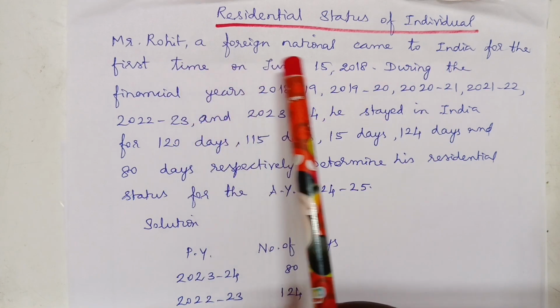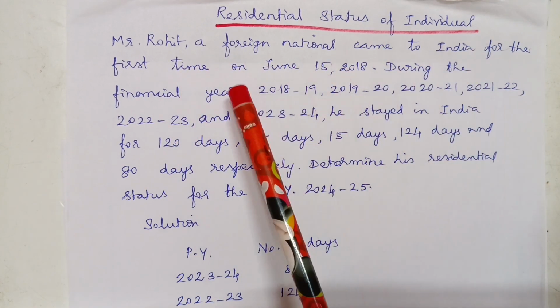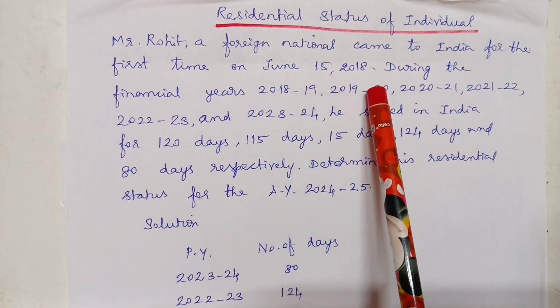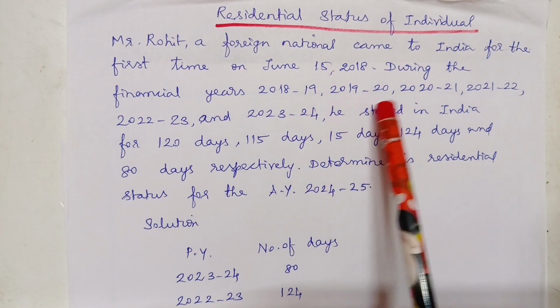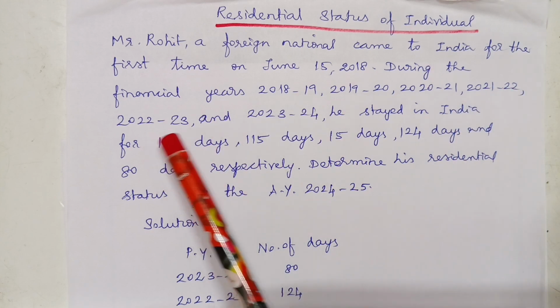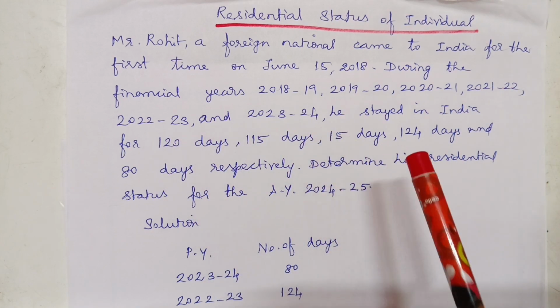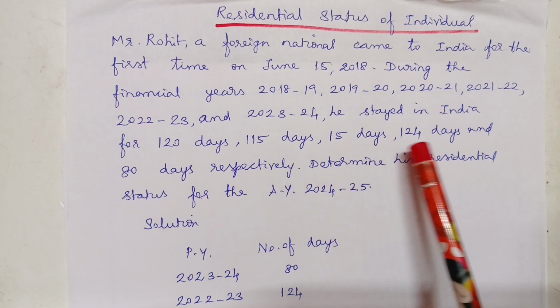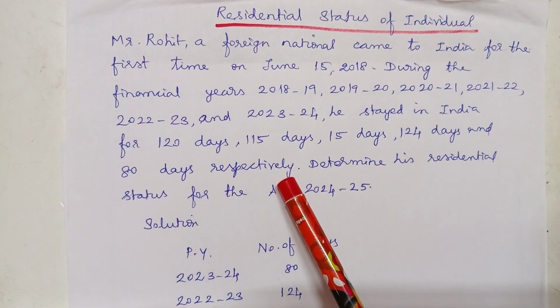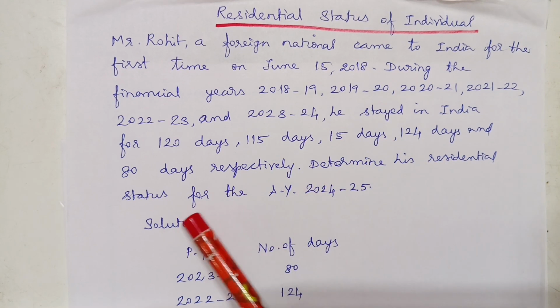Mr. Rohit, a foreign national, came to India for the first time on June 15, 2018. During the financial years 2018-19, 2019-20, 2020-21, 2021-22, 2022-23 and 2023-24, he stayed in India for 120 days, 115 days, 15 days, 124 days and 80 days respectively. Determine his residence status for the assessment year 2024-25.